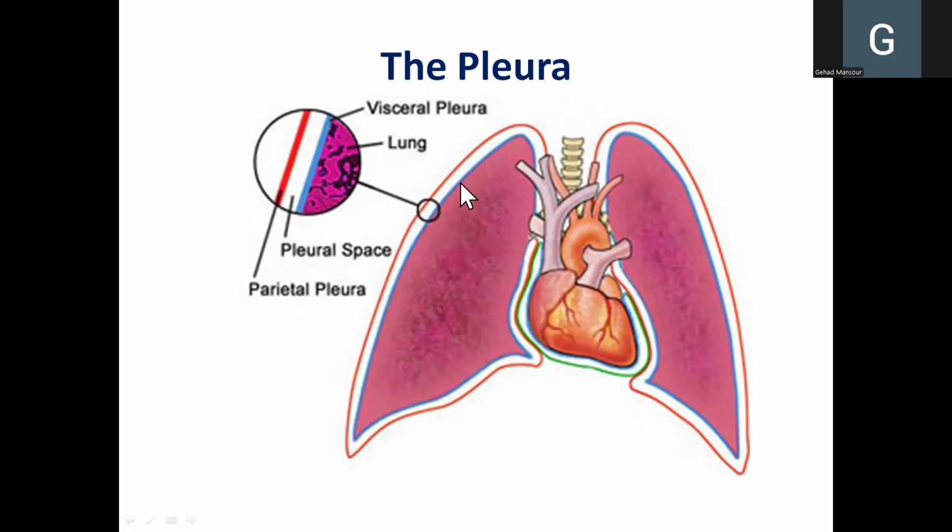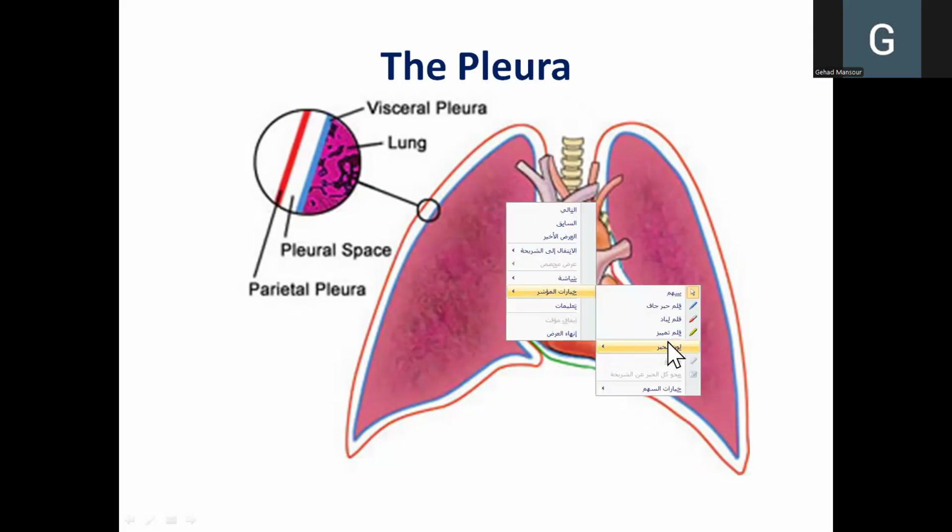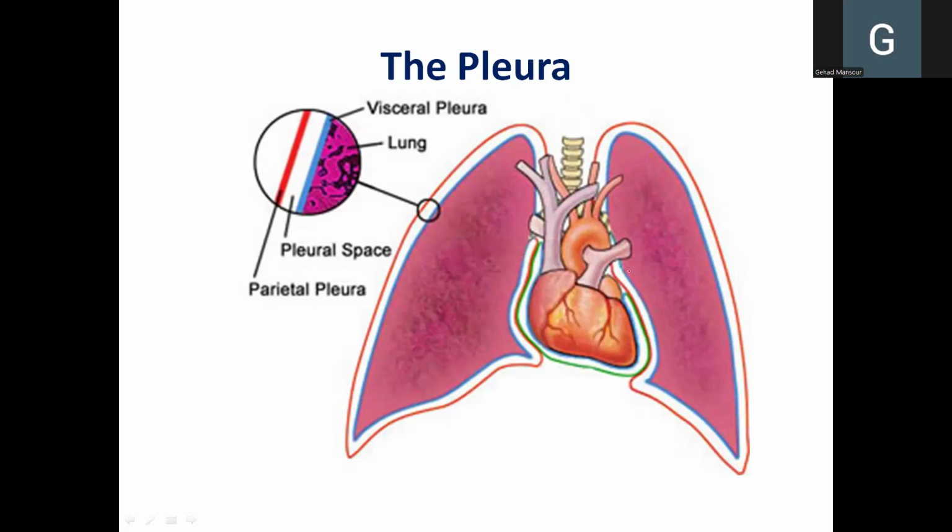And the pleura is a double membrane consisting of two layers. A layer that is adjacent or adherent to the lung tissue, and this layer is called the visceral pleura. And we have another layer. Of course, this circle focuses on this part of the diagram.